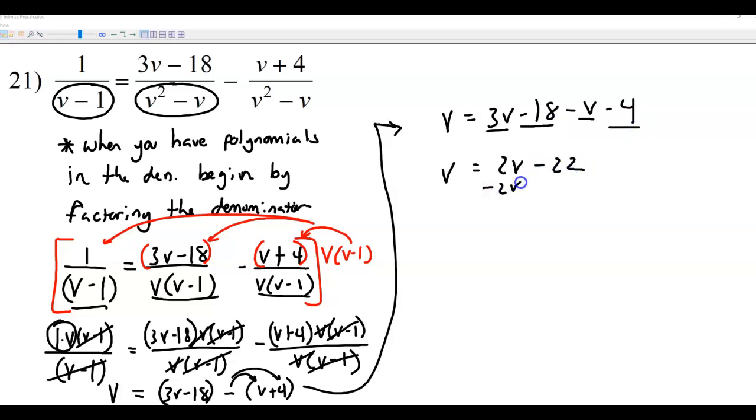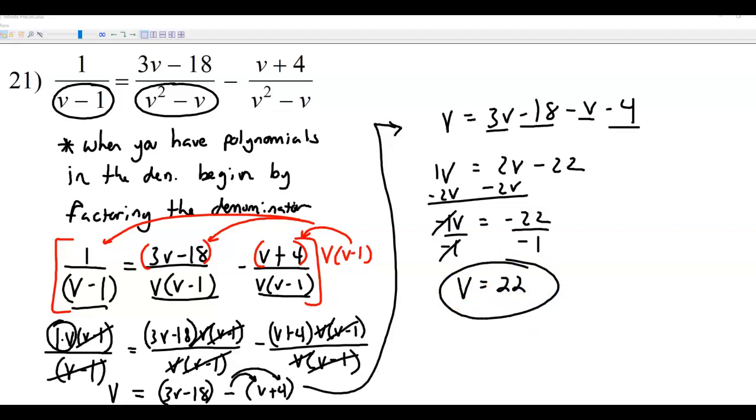I'm going to move this 2v to the other side. You can think of that as a 1. 1 minus 2 is negative 1v. And then I would just divide both sides by a negative 1. There you go.